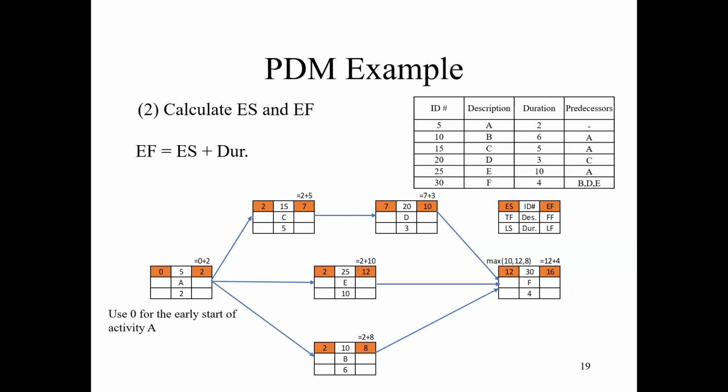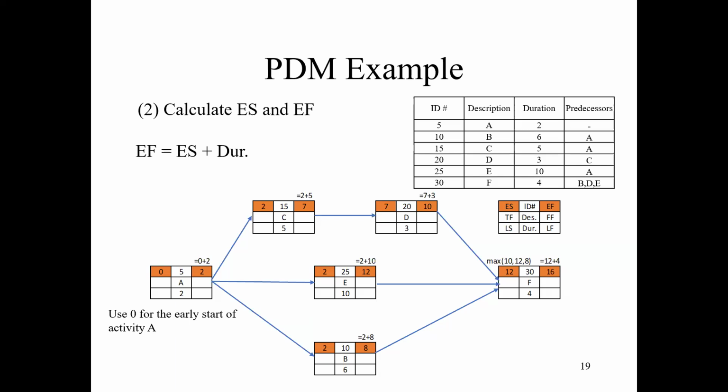So now you get into F. A challenge happens. How many activities are before F? We have 3: D, E, and B. The early finish time for D is 10, for E is 12, and for B is 8. So we have 12, 10, and 8. We want to put a number here, so we need to use the maximum one.